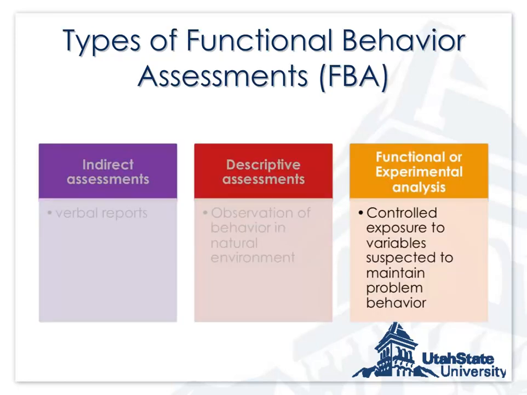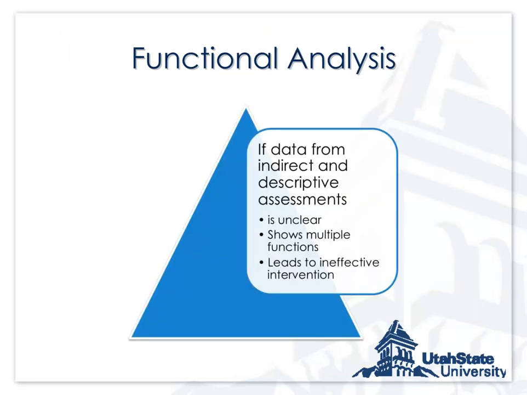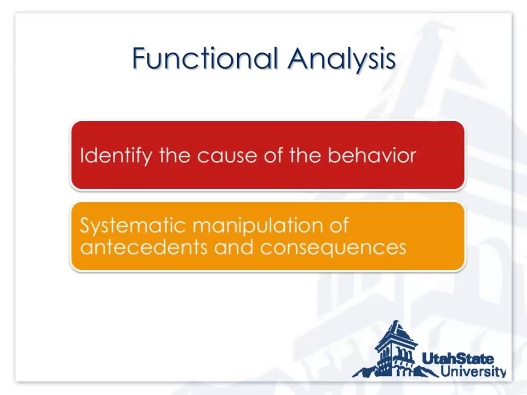A third type of functional behavior assessment is the functional analysis. It is also called the experimental analysis, where individuals are exposed to variables that are suspected to maintain problem behavior, and those variables are then carefully manipulated in order to identify which is actually maintaining problem behavior. Conducting a functional analysis of the problem behavior allows us to identify the cause of the behavior by systematically manipulating the antecedents and consequences of that behavior, rather than just by describing or observing them.